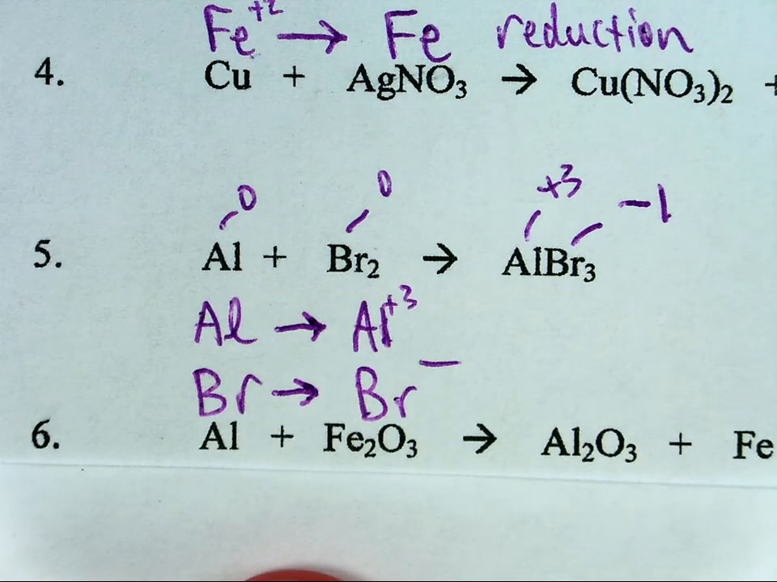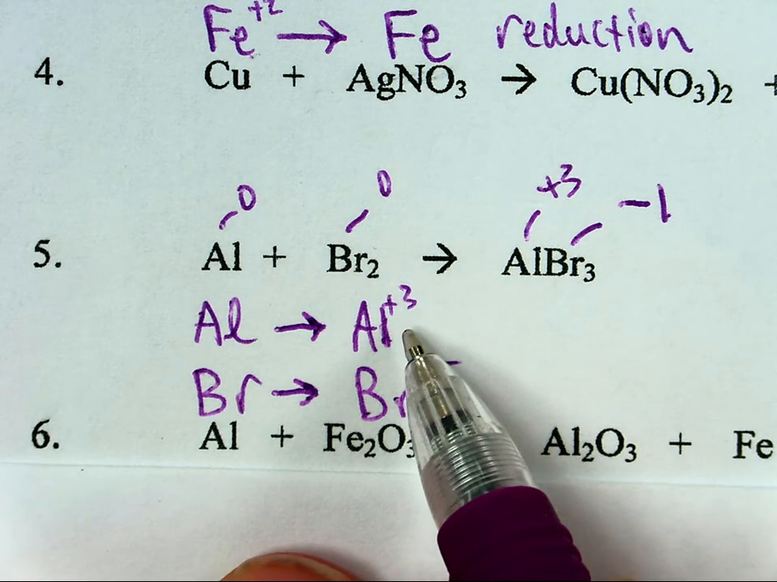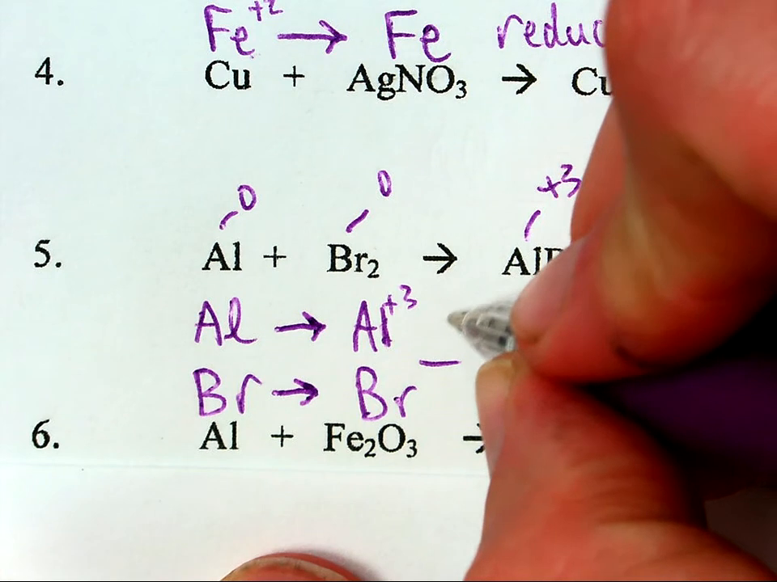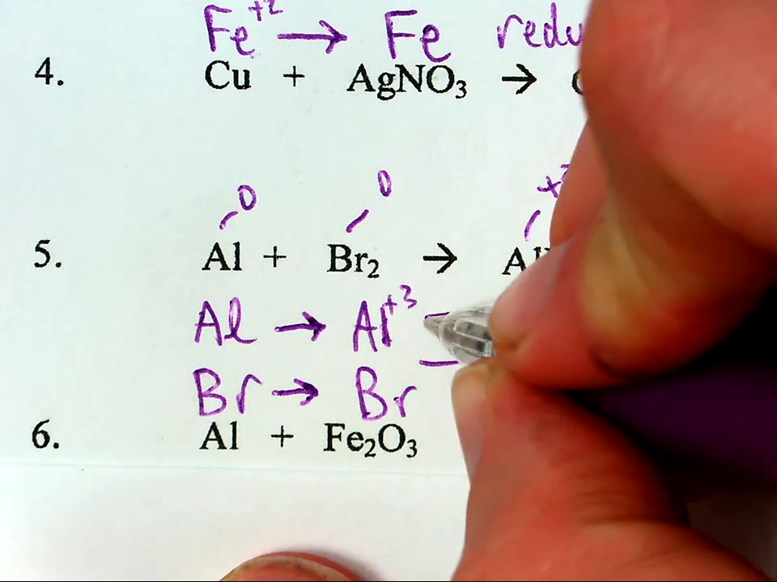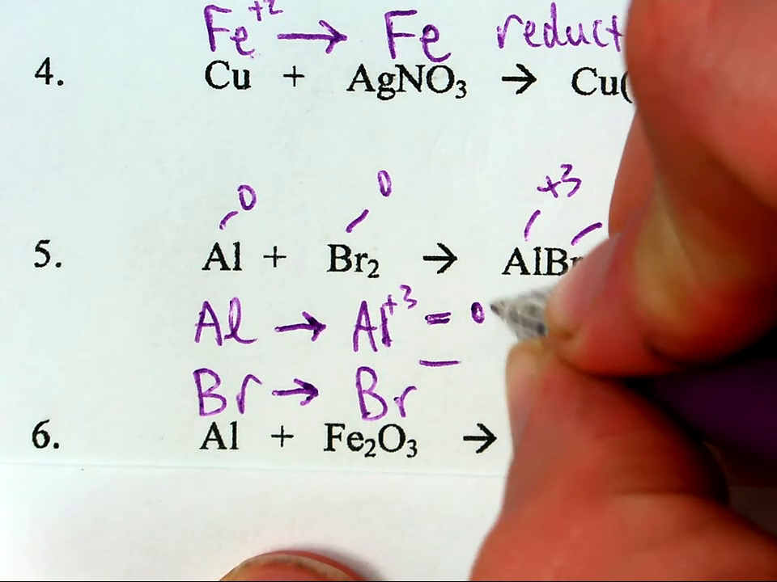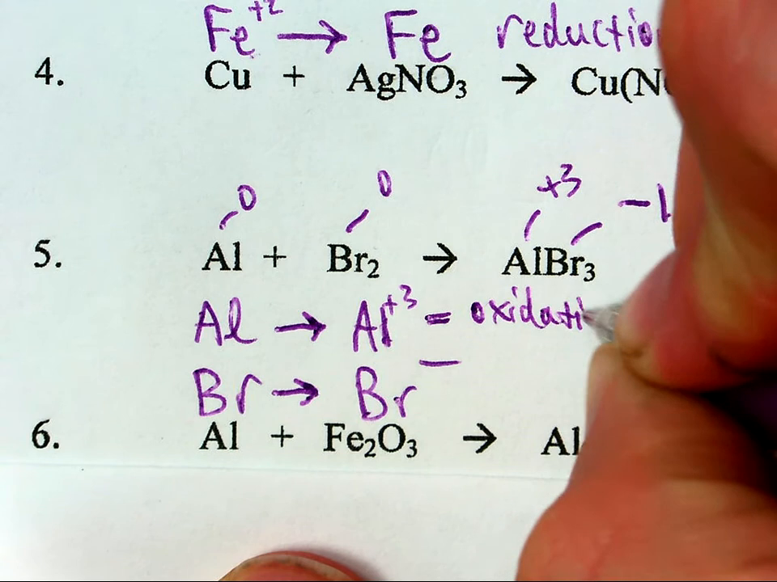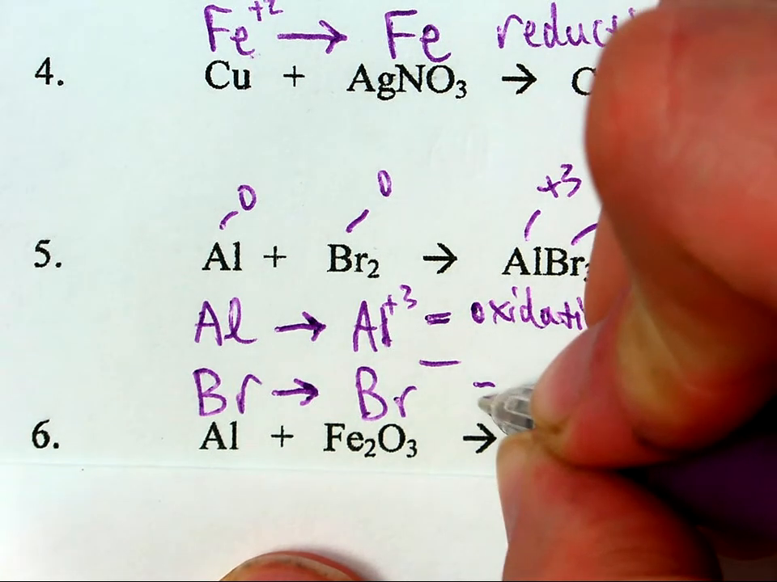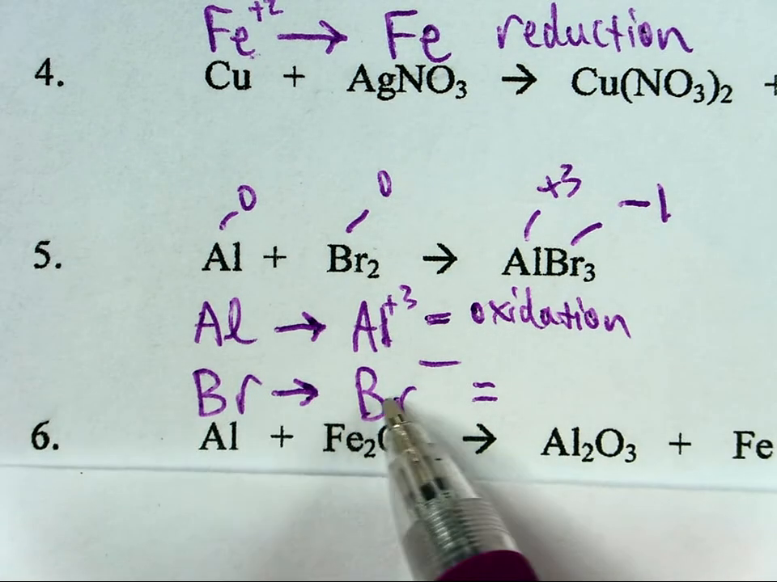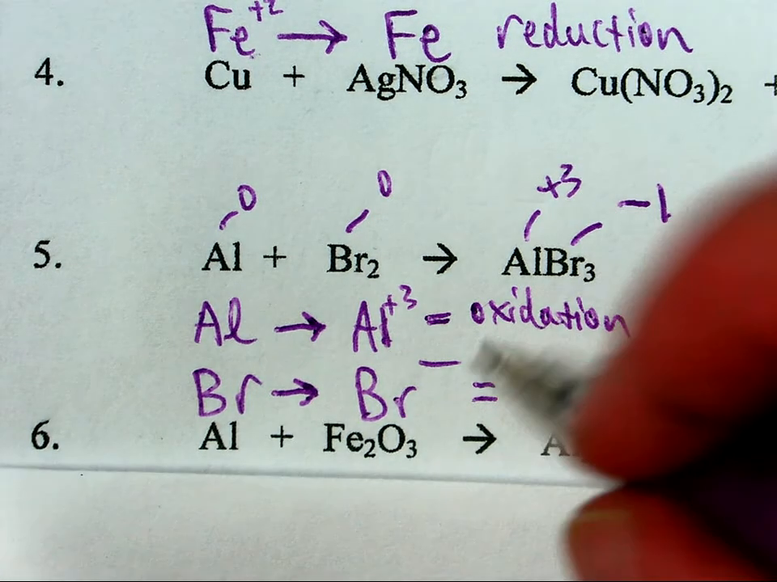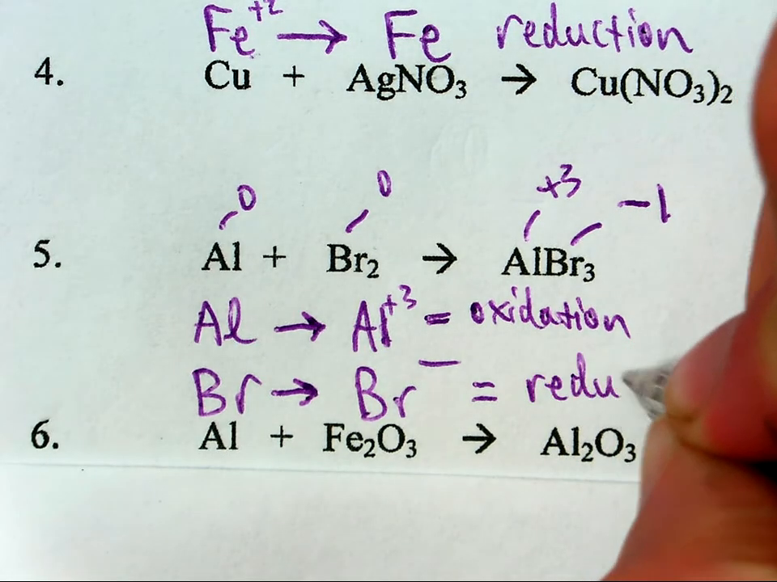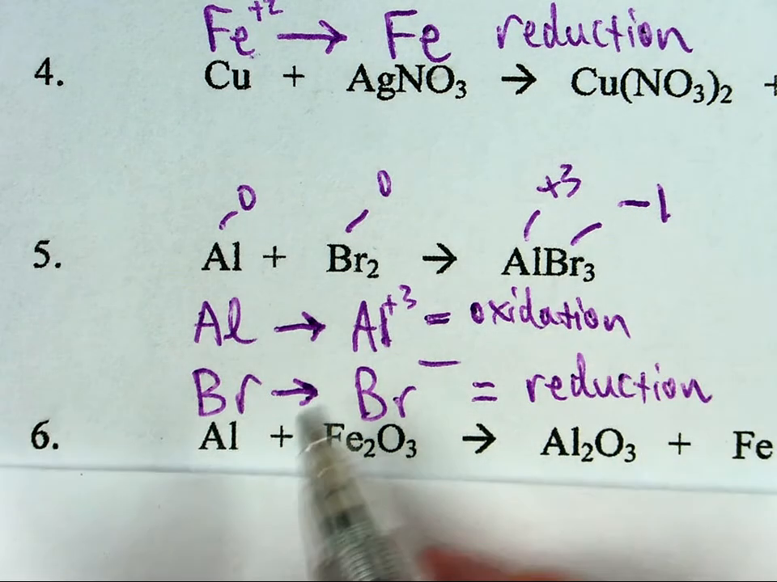So, how do you become positive? It's by losing electrons. So that's a loss of electrons, which is oxidation. And this one, you become negative by gaining electrons. That's reduction. Because gaining a negative charge means gaining an electron, and gaining an electron is reduction.